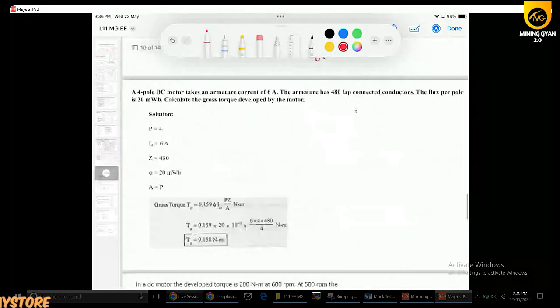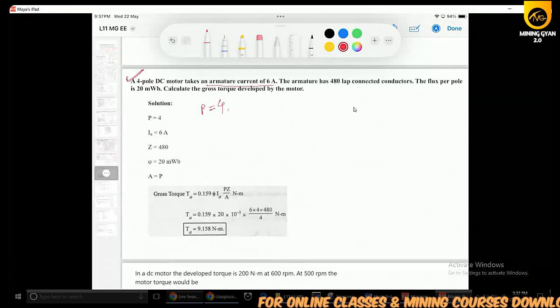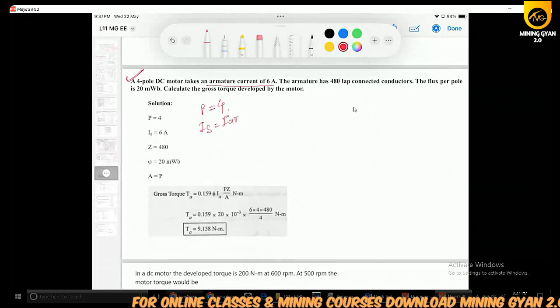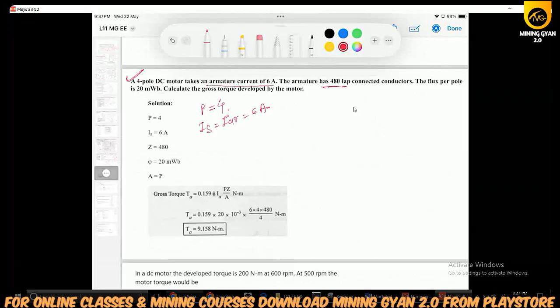Yes. Now coming to the next question, a 4-pole DC motor. Now it is a motor. How many poles? 4. A DC motor takes armature current because this is the motor, so obviously it will take electrical energy in the form of supply voltage and supply current. So supply current Is equals Ia, armature current, which is 6 ampere, and the armature is lap connected. Lap connected means the number of parallel paths will be equal to the number of poles, and that will be 4. Lap connected conductors. Conductors are 480, right?